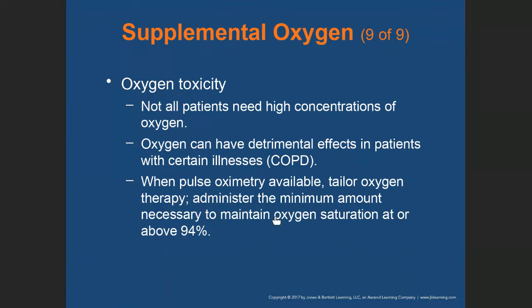When pulse oximetry is available, tailor oxygen therapy. Administer the minimum amount necessary to maintain oxygen saturation at or above 94%. So we will start at the minimum end and gradually increase if we need to. Any patient with a pulse ox reading below 90% with altered level of consciousness and trouble breathing will require high flow oxygen. If the pulse ox is above 90 and they're still communicating with you okay and they need oxygen, then going with low flow is acceptable.